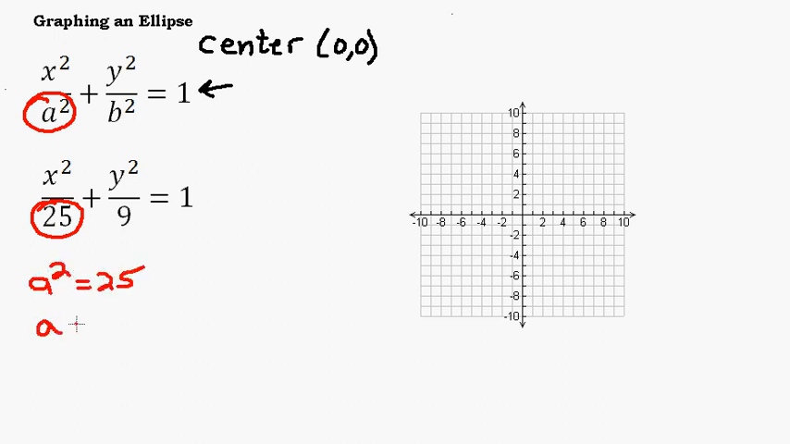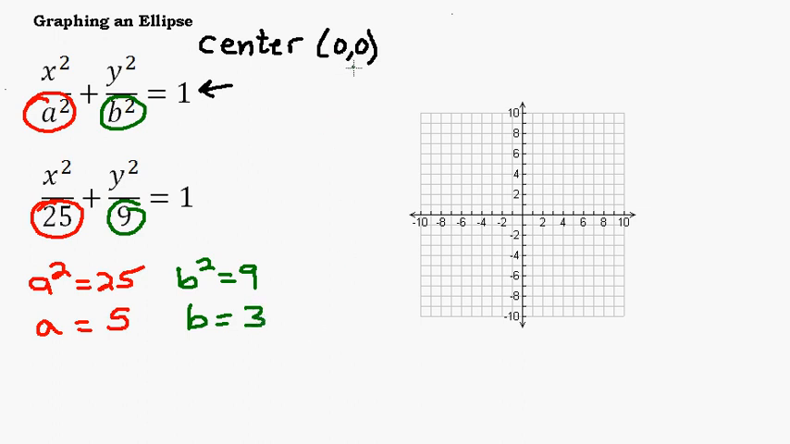And then what would a be? What squared is 25? That's 5. Good. Okay, so now we'll find our b value. So our b squared is always underneath your y squared. So that's the 9. So that means your b squared value is 9. Then what's your b value? Well, what squared is 9? That would be 3. You take the square root of 9, you get 3.